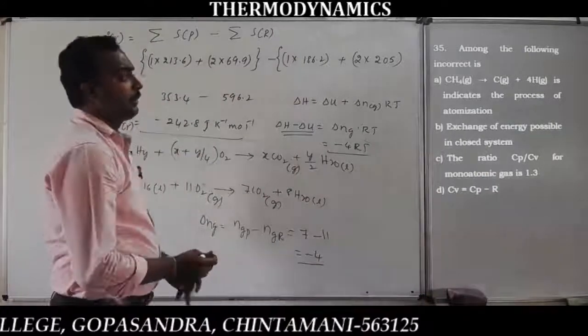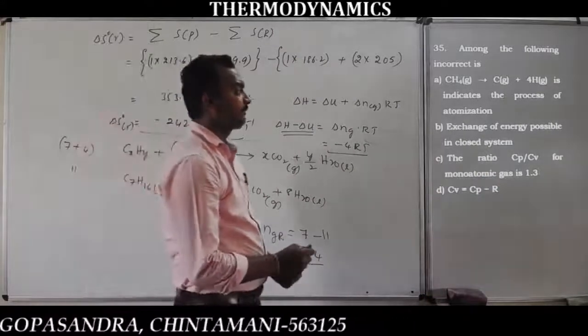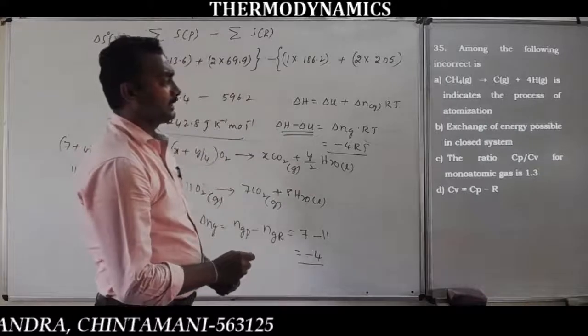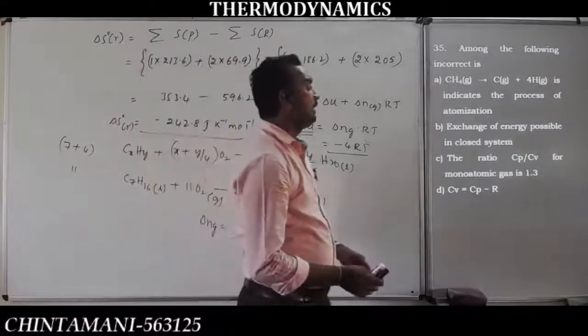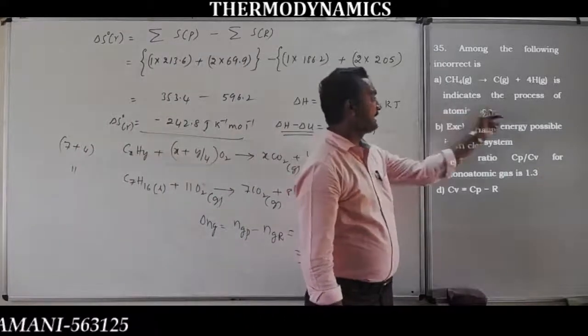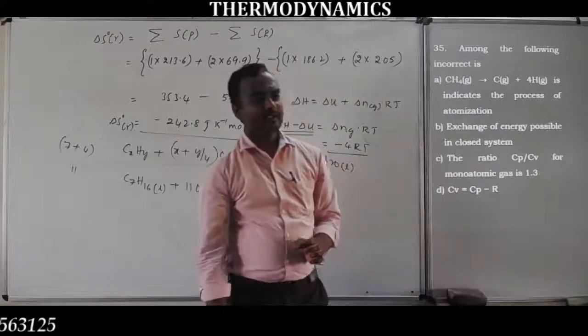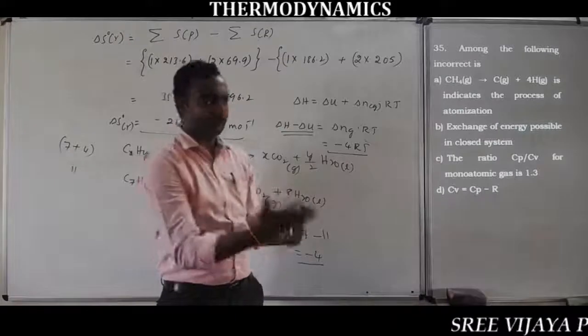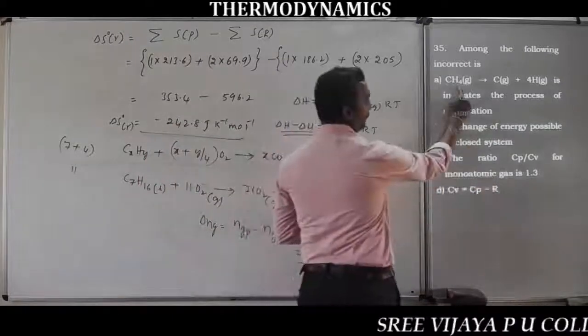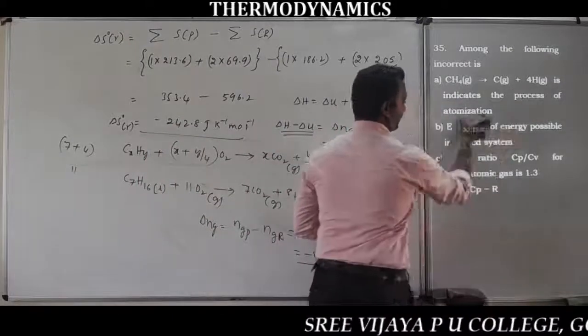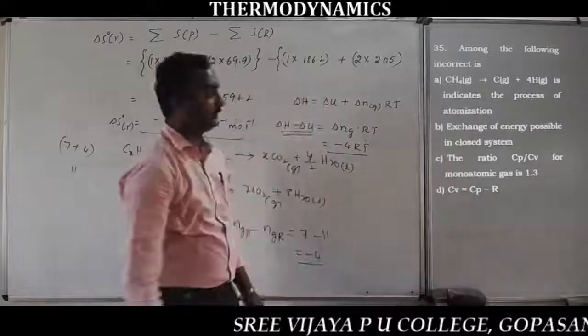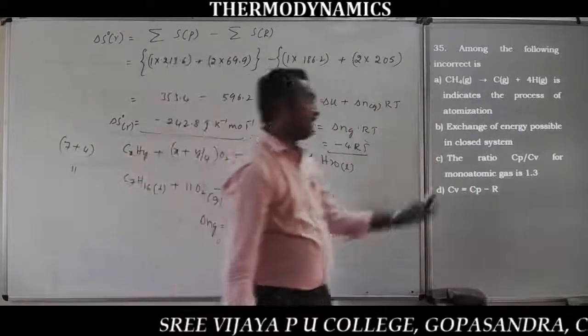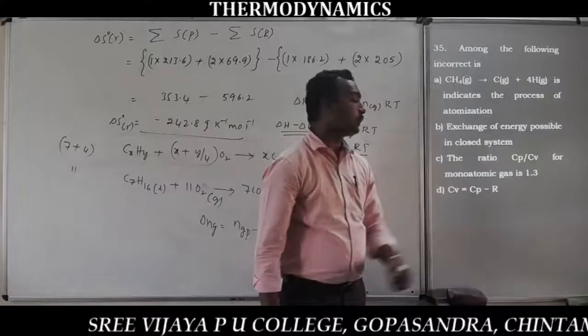35. Among the following, incorrect is: CH4 gaseous gives C gaseous plus 4 H gaseous, which indicates the process of atomization. Atomization is nothing but the molecule ಏನು ಮಾಡಬೇಕು, ಬ್ರೇಕ್ ಮಾಡಬೇಕು. ಬ್ರೇಕ್ ಮಾಡಿದಾಗ ಏನಾಗುತ್ತೆ, it will become gaseous atoms ಆಗುತ್ತೆ. So molecule break ಆಗಿದೆ, gaseous atoms ಬಂದಿದೆ, therefore this indicates the atomization process. Exchange of energy possible in the closed system.